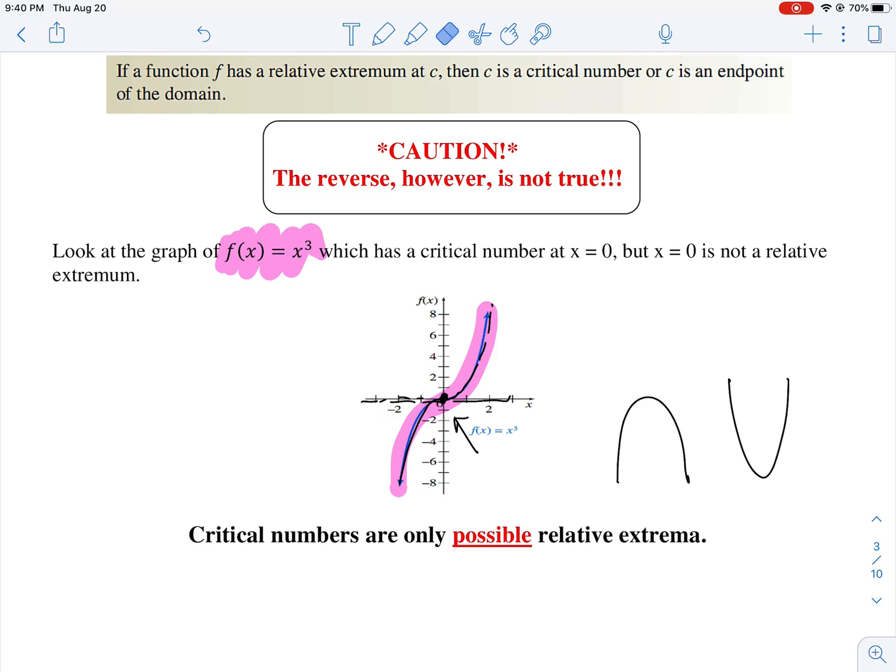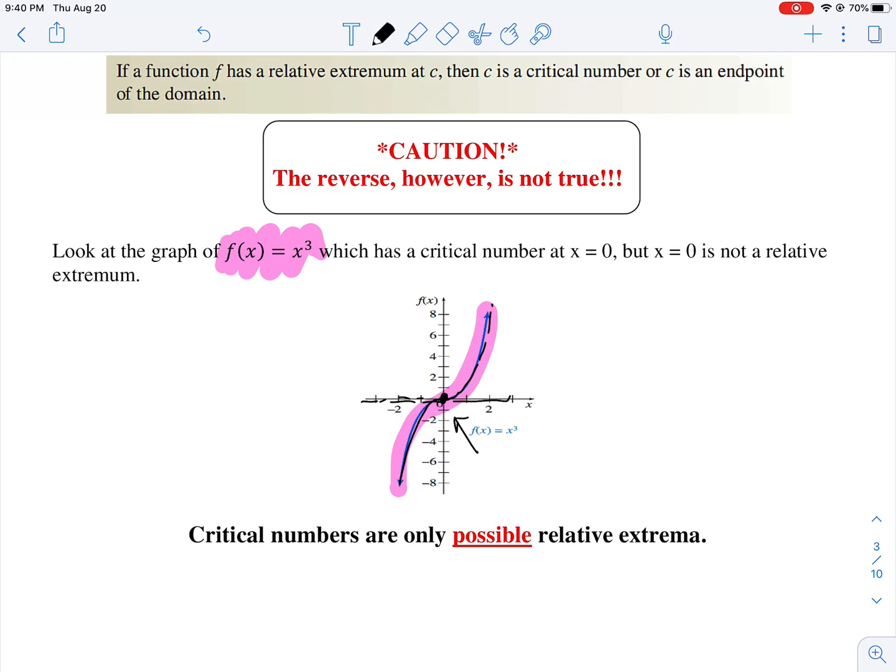So even though it's a critical number, it is not necessarily a relative max or a relative min, so you've got to be careful. If it is a relative min, then you know it's a critical number or an endpoint. But we can narrow it down to figure out where all of those maximums and minimums are by first finding all of those critical numbers, figuring out where the derivative equals 0 or where it doesn't exist.